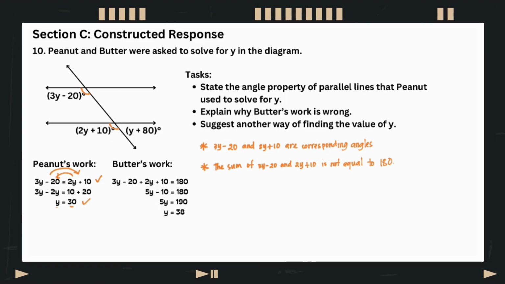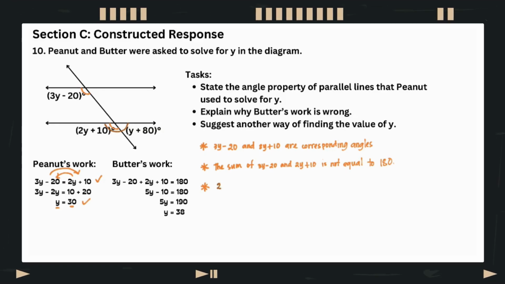So the third bullet suggests another way of finding the value of y. Now, we know that Peanut's work is actually correct. Therefore, y is equal to 30. Now, we can also use the property of a straight line, so angle on a straight line. So I'll use another color for this. So let's say 2y plus 10 and y plus 80 have a sum of 180 because they are angles on a straight line. So we can use that to find another way to find the value of y.